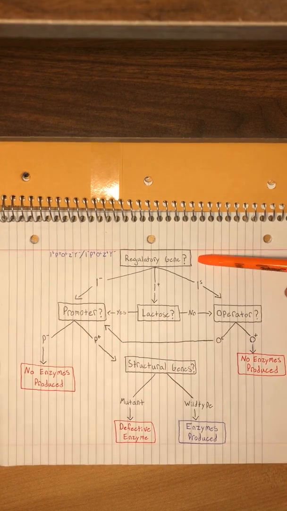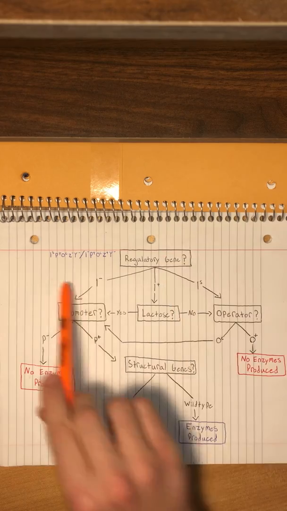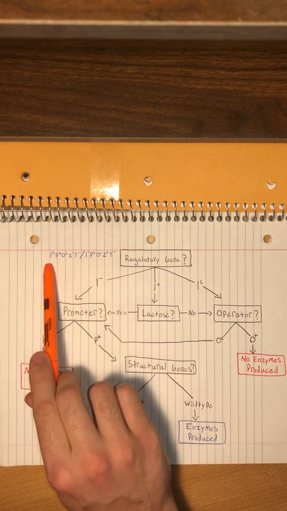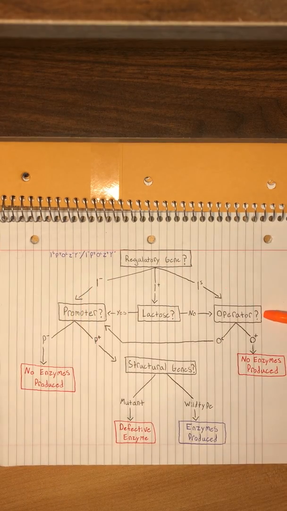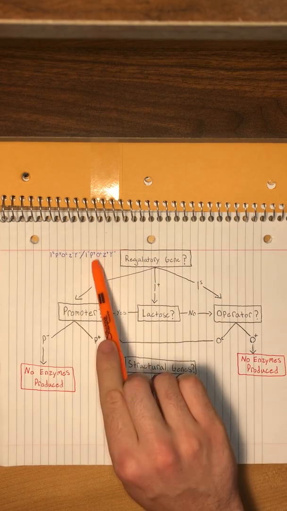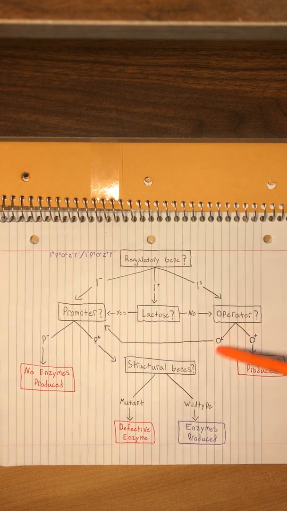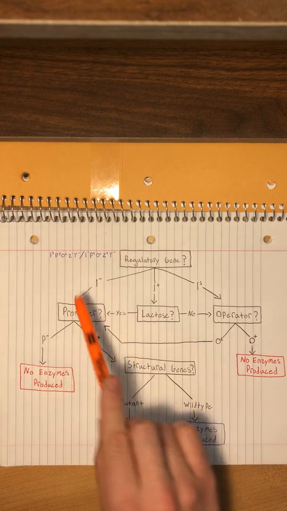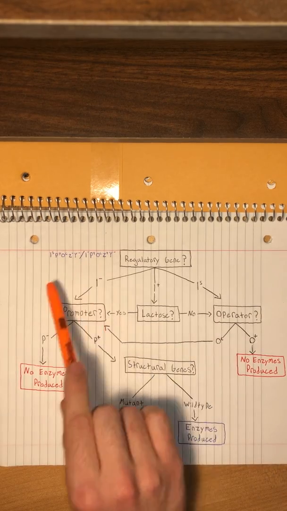First we ask, what's our regulatory gene? Here we have IS and I-. IS is dominant to I-, so then we ask, what's our operator? We have a constitutive mutant for our O, OC. So then we go and ask, what's our promoter? We have P+ and P+, so no mutations.